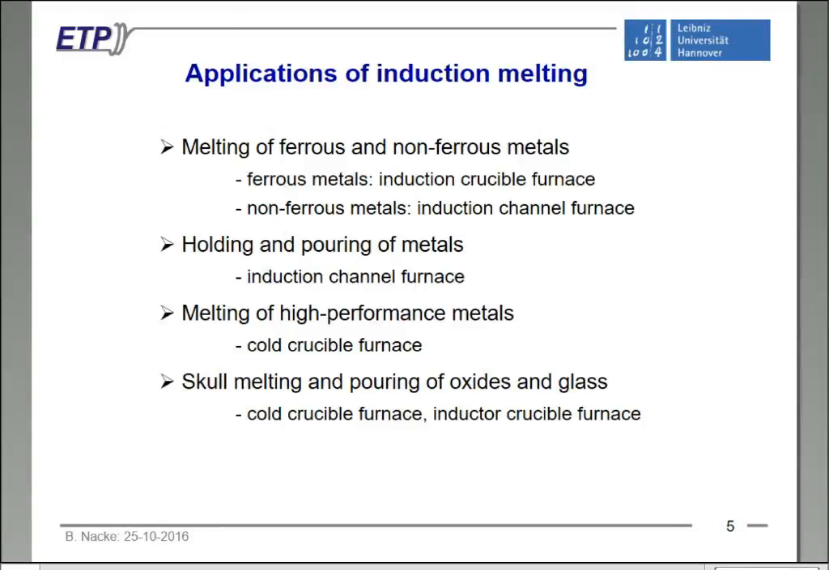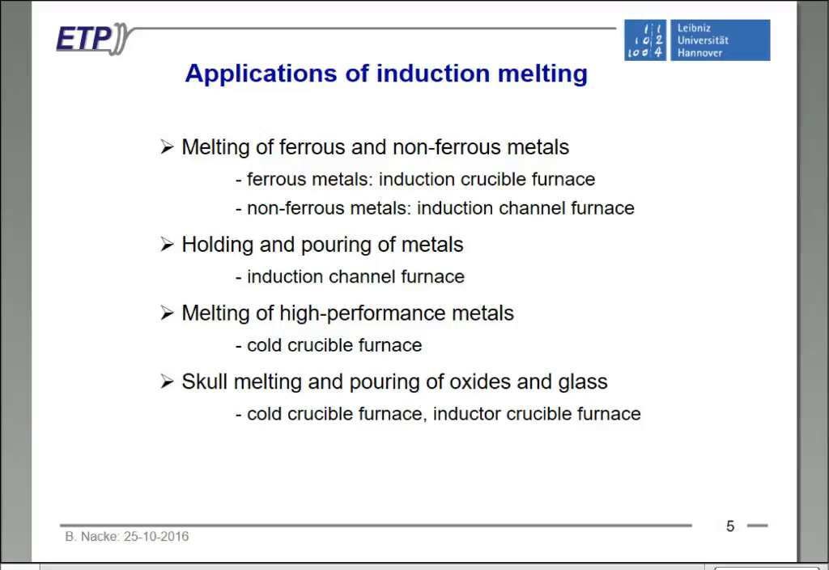What are the typical applications of induction melting? If we are melting ferrous or non-ferrous metals, we can use the induction crucible furnace, as I have explained already. If we want to melt non-ferrous metals, we typically prefer the induction channel furnace. The only negative point of a channel furnace is that the stirring is less than compared to a crucible furnace. So if we need a strong stirring inside the furnace, also for non-ferrous metals, we again have to use the crucible furnace, with a not so good efficiency.